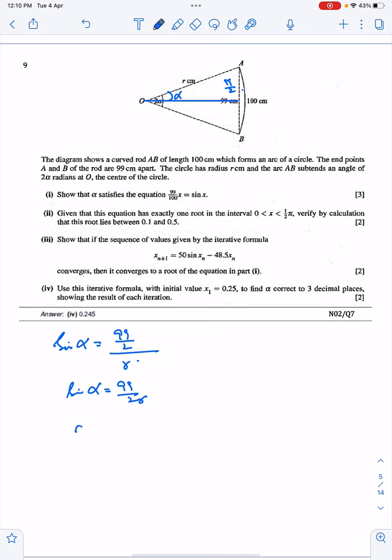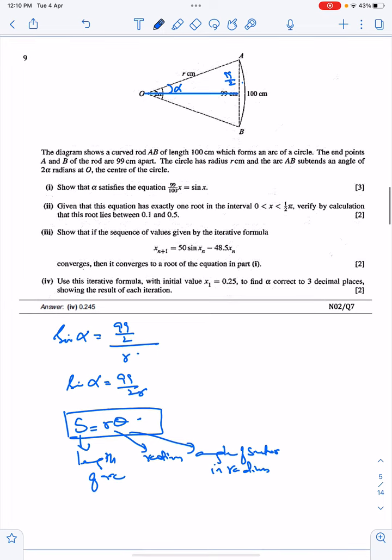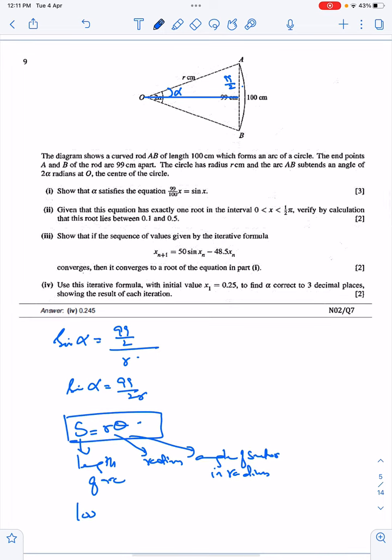Okay, so the length of arc, we know S equals r theta. We have this formula to find out the length of arc. Length of arc of a sector equals the radius multiplied by the angle of the sector in radians. I'm making use of this formula. Length of arc is 100 in this case, the radius is r, and theta is 2 alpha.